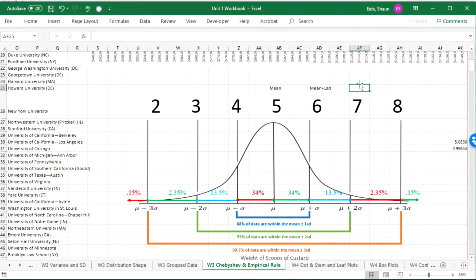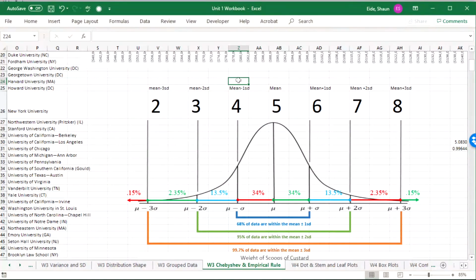And then mean plus 2 standard deviations, and then mean plus 3 standard deviations, and then once again coming down here, mean minus 1 standard deviation, mean minus 2 standard deviations, and then mean minus 3 standard deviations. So let's just make sure that we know exactly what we're talking about, right? A standard deviation is the average distance of each observation from the mean.